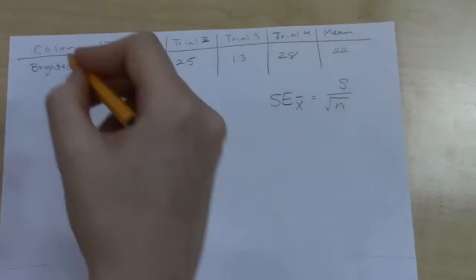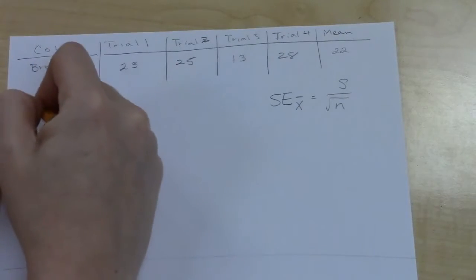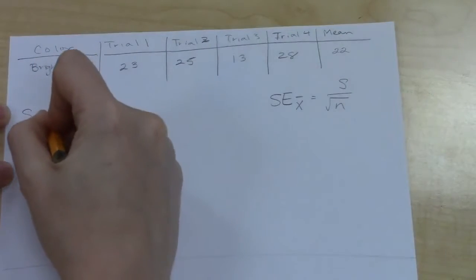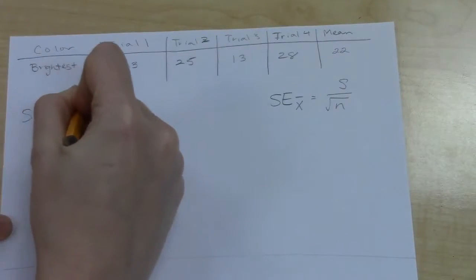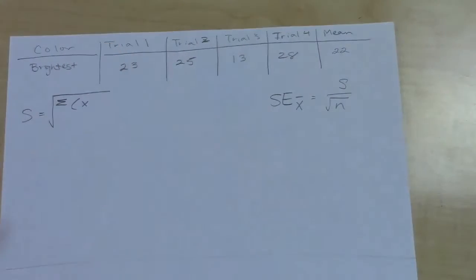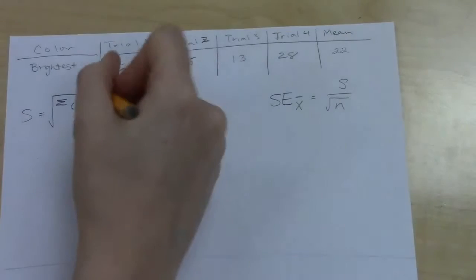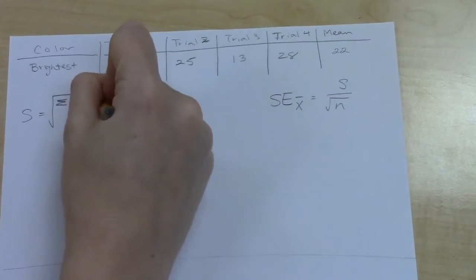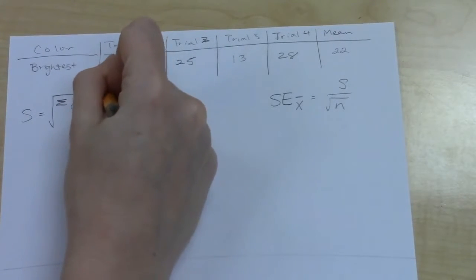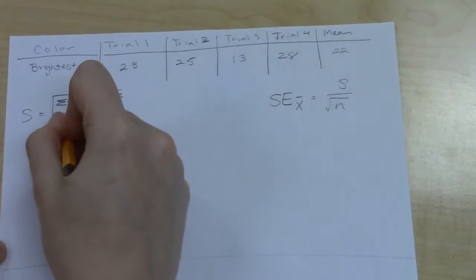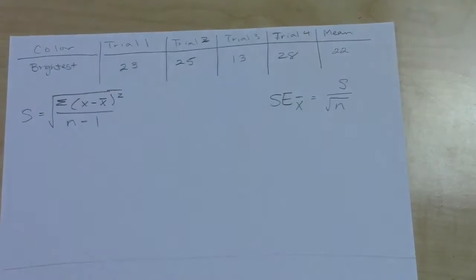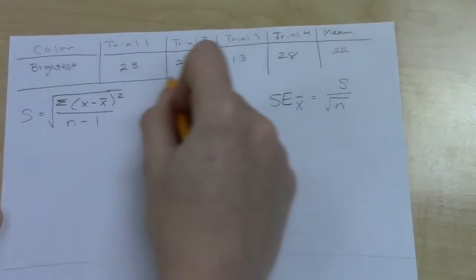The equation for that is standard deviation is the square root of the sum of x, which is any one data point, minus the mean x bar squared, divided by n minus 1. And n is our number of groups, or in our case, our number of trials.